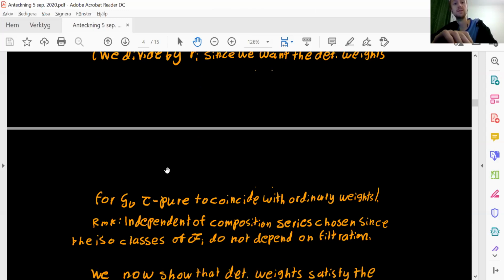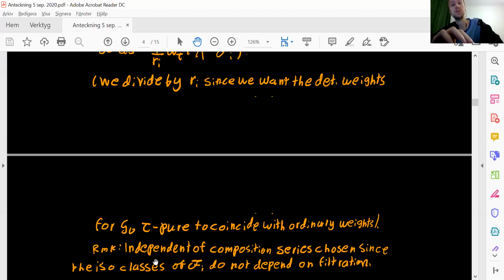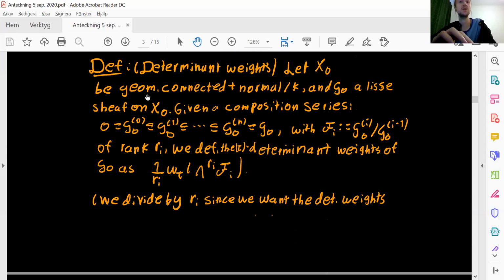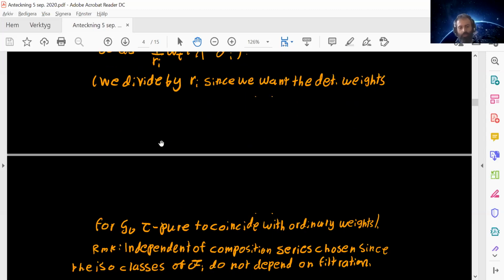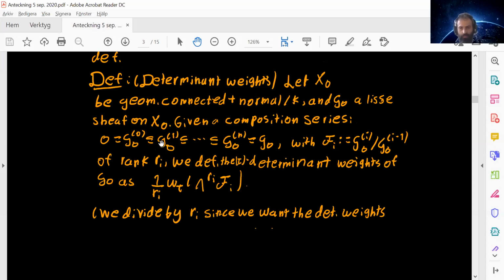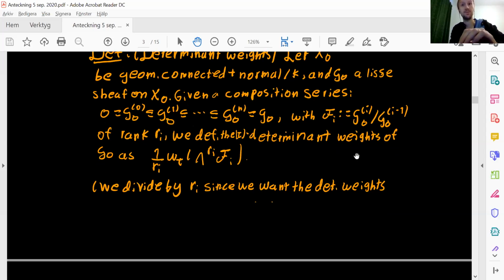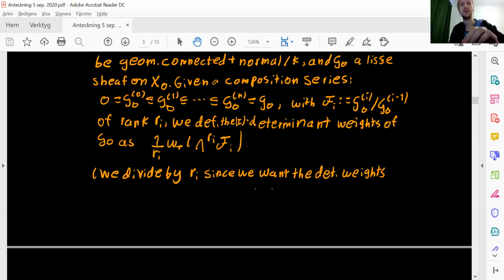So let me just remark shortly that this is independent of the composition series, because the isomorphism classes of the Fi do not depend on the filtration. So I just want to ask one last time: are there any further questions on this definition of determinant weights or anything previous? It is independent of the composition series, right? Yes. So what was the question, Leor? I just want to make sure that the definition is independent of the composition series that you choose, because the factors are independent. Right, this is because the isomorphism classes of the Fi appearing are independent of the filtration. So all these guys appearing here will not depend on what filtration I choose. Right. Yes.